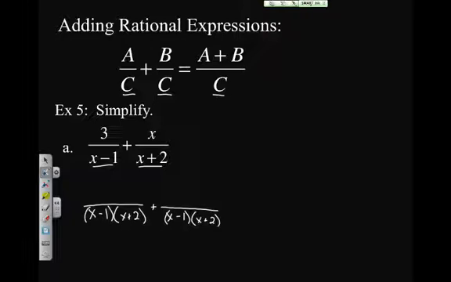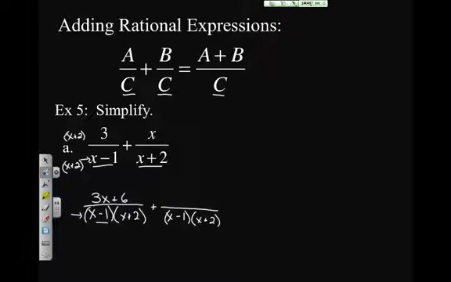But once we've figured out what the denominator needs to be, we have to look at this denominator right here and say, what do I have to multiply by x minus 1 to make it into x minus 1 times x plus 2? And hopefully that's clear because we've already got x minus 1. We need to multiply by x plus 2. But whatever you do to the denominator of a fraction, you also need to do to the numerator to keep it equal. So on the top, we'll go ahead and distribute: 3x plus 6.